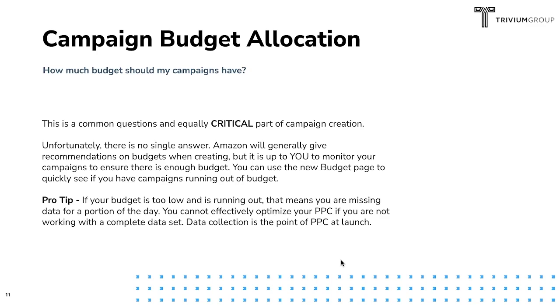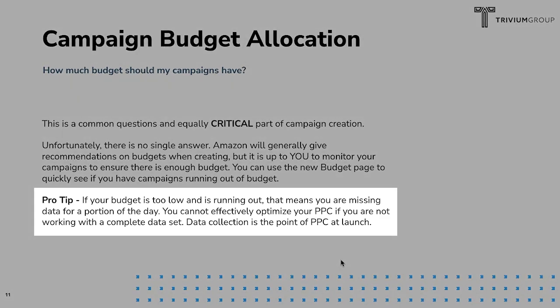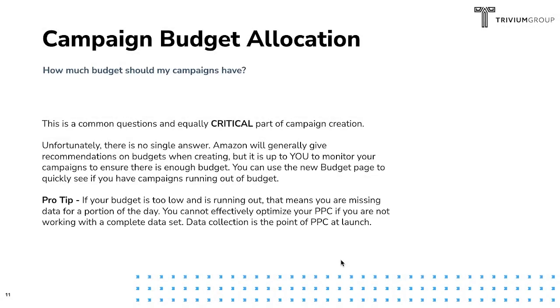Now, again, this is kind of a basic pro tip, but if your budget's too low and you're running out, that means you're missing out on a big portion of the day. So whatever time that budget goes out, let's say 5 a.m., you're going to be missing out on data from the entire remaining of the day. So if that happens often, you have an incomplete data set, and you can't effectively optimize your PPC if you're not working with a complete data set. So data collection is really the point of PPC at launch. And I've said that a couple different times in the different videos.